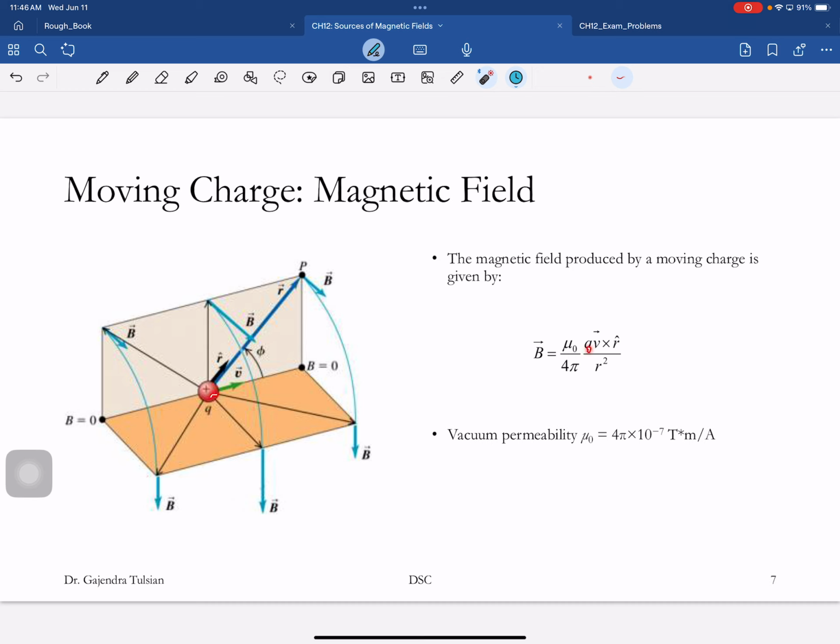Q is the charge, V is the velocity of the charge, cross r hat. What is r hat? It's a unit vector in the direction of the point at which you're calculating the magnetic field, all divided by r squared. r squared is the distance to the point.